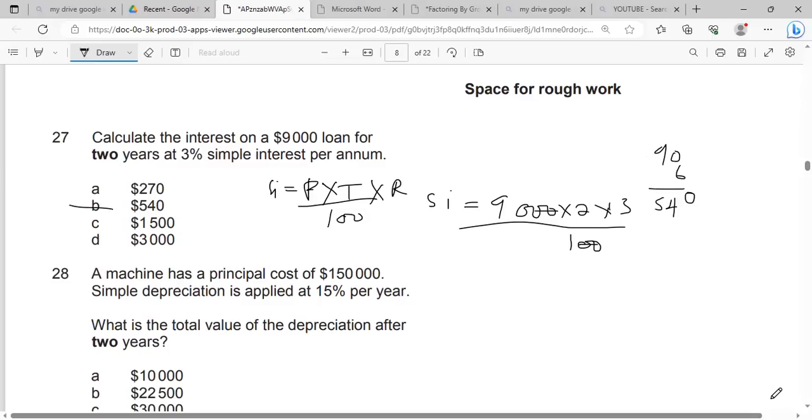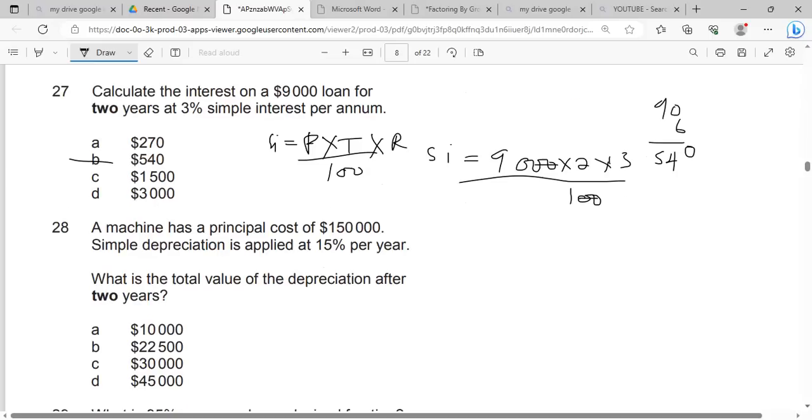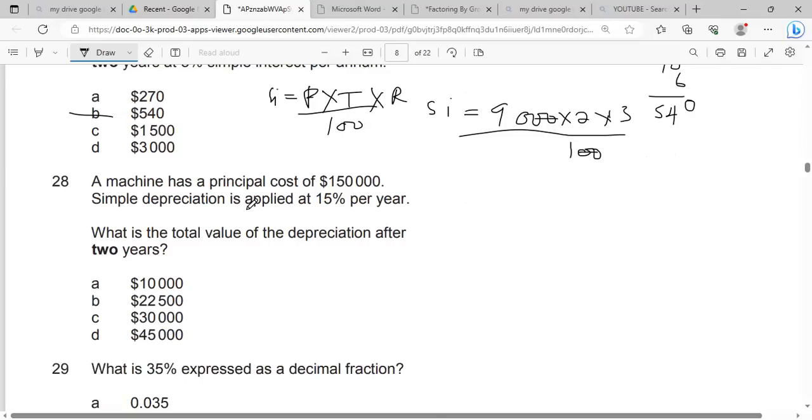A machine has a principal cost of $150,000. Simple depreciation is applied at 15% per annum. Guys, it says simple depreciation, not reducing balance, all right? I noticed they always use simple. So it would be 15%. Technically, you could find 30% and find the answer right away, but we're not going to do it that way, because we're not trying to confuse anybody.